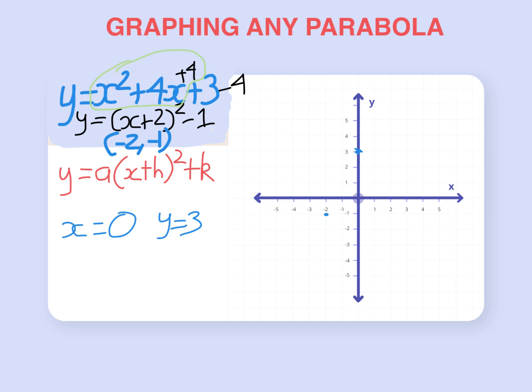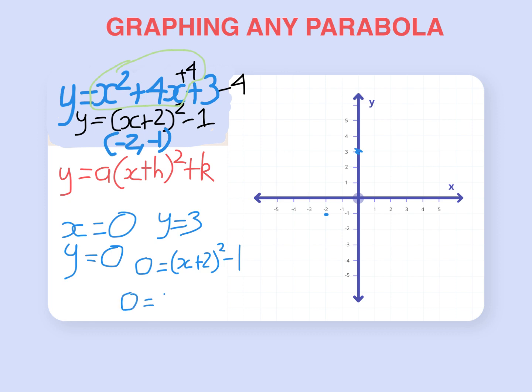So what about the x-intercept? Because you'll often be asked to show the x-intercepts. Well, this time we're going to let y equal 0 to find the x-intercepts. So then we have 0 is equal to (x plus 2) squared minus 1. So what we can do now is factorize this using difference of 2 squares.